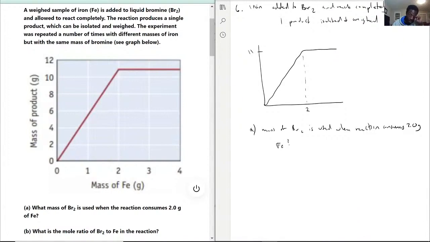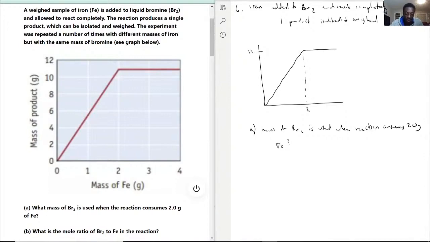find out the formula that we're even working with here, because with iron, as a transition metal, it can have different types, like iron 2 versus iron 3. But we can see here that the mass of iron is 2 grams of the 11. That means 9 grams of bromine had to be used.